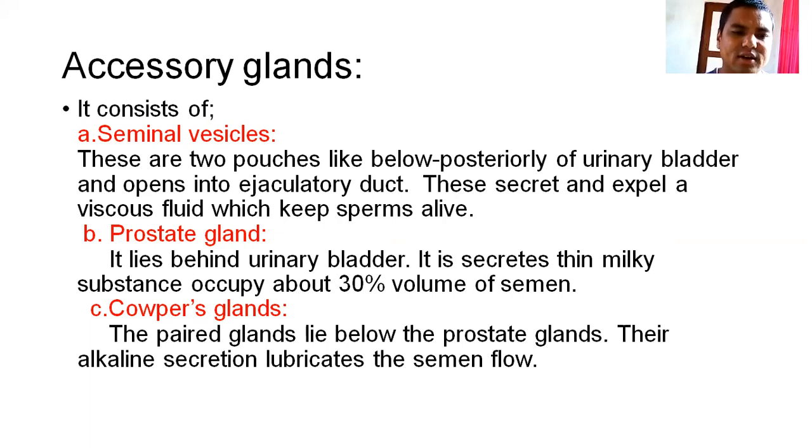The prostate gland lies behind the urinary bladder. It secretes a thin milky substance that occupies about 30% of the volume of the semen. Cowper's gland is present below the prostate gland and secretes an alkaline secretion. It helps to lubricate the semen for flow inside the duct.